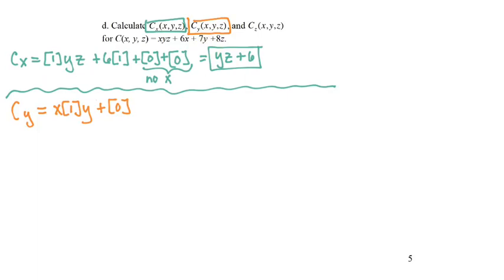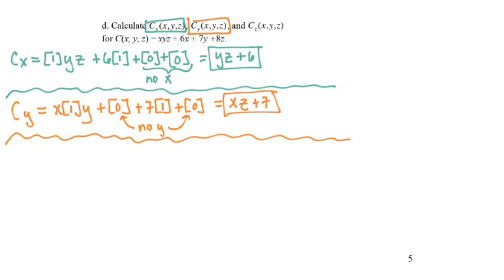The third term does have a y, so that y turns into a 1 and the coefficient of 7 is still there. But the fourth term does not have a y, so since we have no y in the second and fourth terms, they go to 0, and our final answer is xz plus 7.